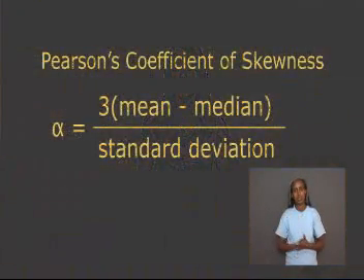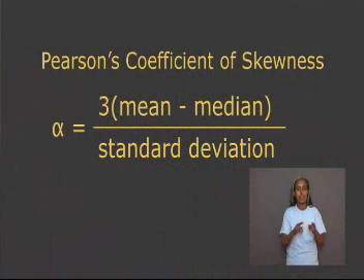It is also possible to determine the skewness of a distribution by using measures of central tendencies and standard deviation. This is sometimes called a mathematical measure of skewness because it calculates a coefficient. There are 2 methods of finding a coefficient of skewness. The first method is called Pearson's coefficient of skewness.